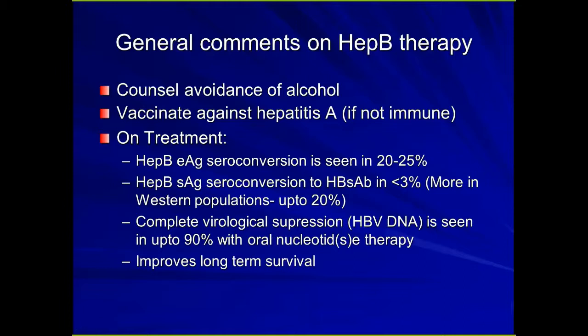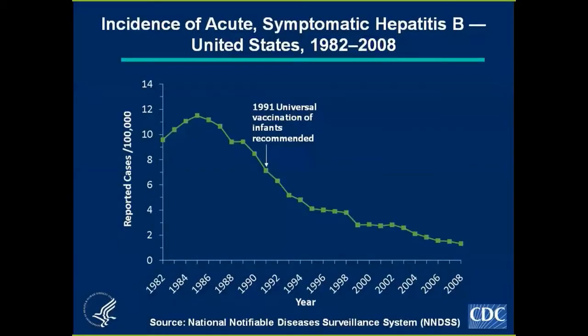Surface antigen is less than 3% seroconversion to surface antibody. The viral load will come down. In the majority of your patients, their viral load will become undetectable within 3 to 6 months. And you continue to follow that viral load. And then vaccinate, right? I'm not going to talk to you about vaccination.